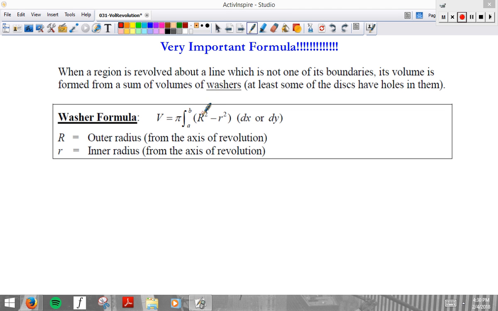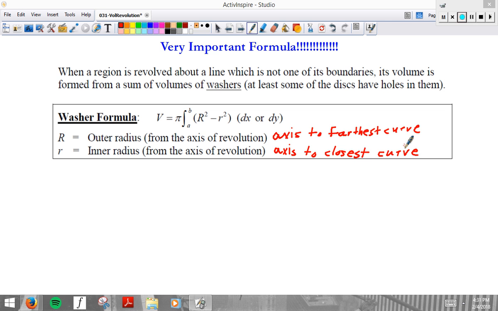So what we're talking about here is big R squared, the outer radius from the axis of revolution to the furthest part. Little r will be the inner radius from the axis of revolution to the closest part of my region. Axis to closest bound curve. And this is the axis to the furthest bound. I can say farthest. Furthest is more often grammatical than farthest.